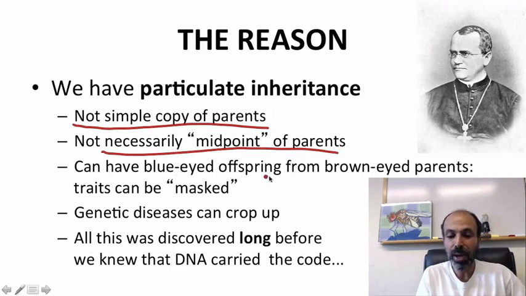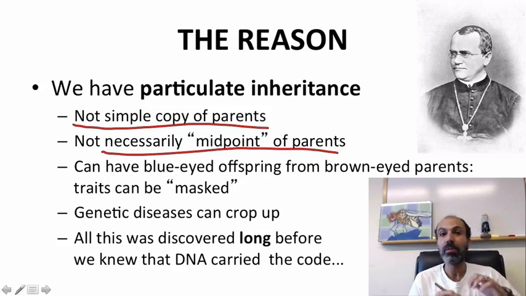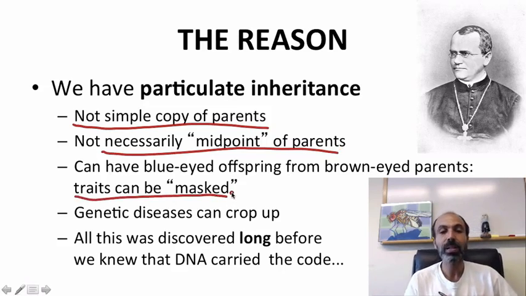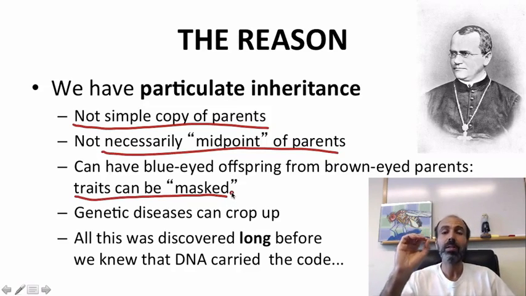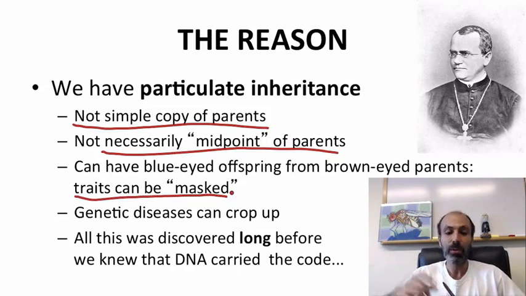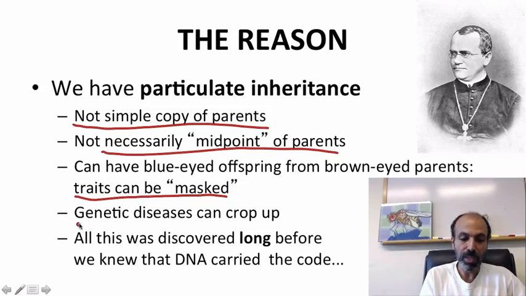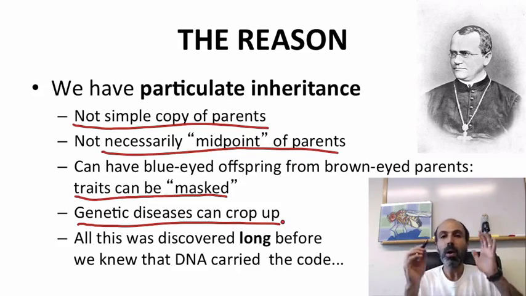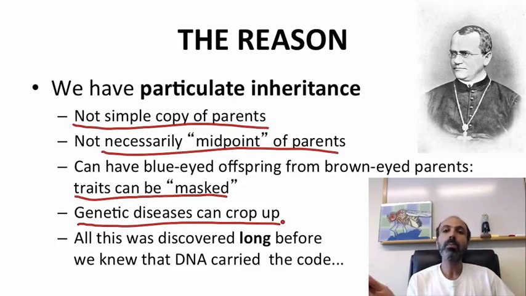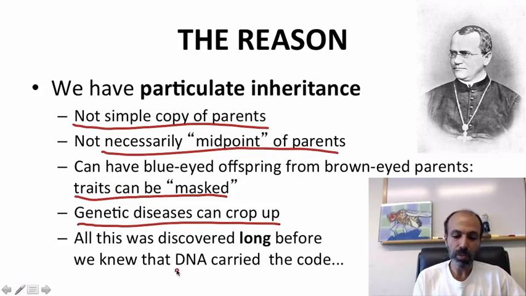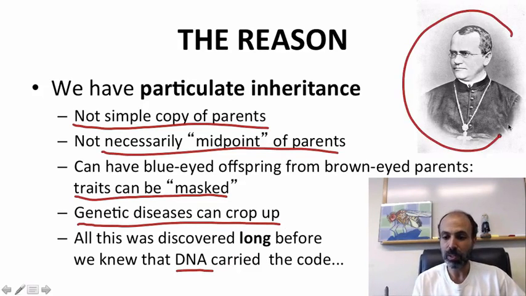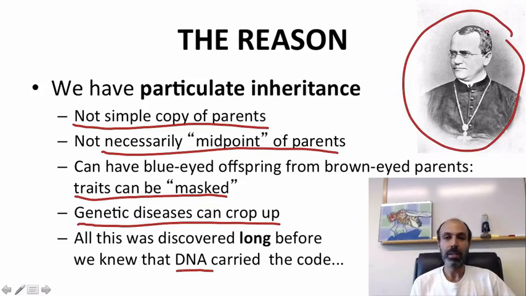You can also have blue-eyed offspring from brown-eyed parents. This is very frequently observed. Basically, traits can be masked, because these particulate inheritance pieces can be masked by other parts. Also, genetic diseases can crop up, or just new traits in general. It doesn't have to be disease. Now, all of this was known very long before we knew that DNA carried this genetic code. And a lot of this comes back to this fellow here, Gregor Mendel, that we'll talk about in much more detail in the next set of lectures.